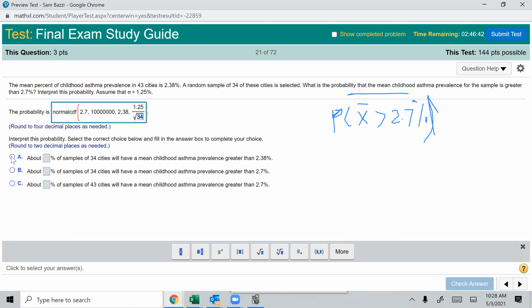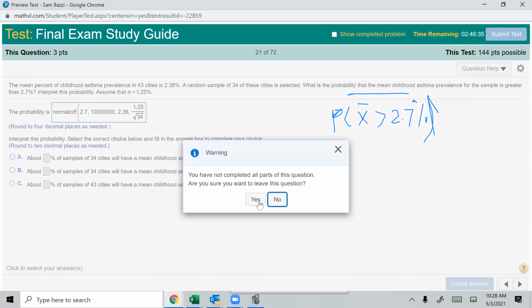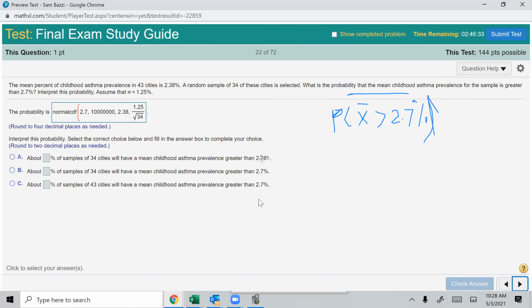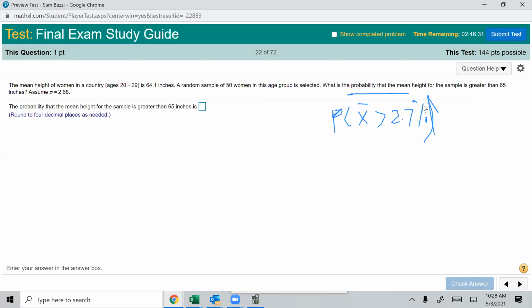You have to fill in the blanks here. Okay, probably that's the last question in this chapter.